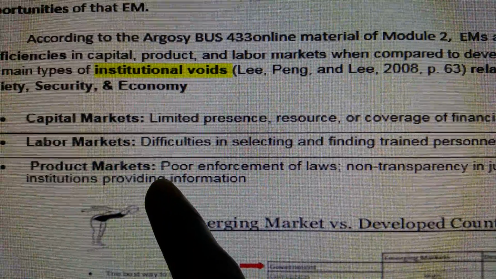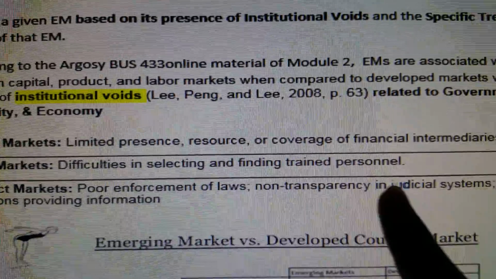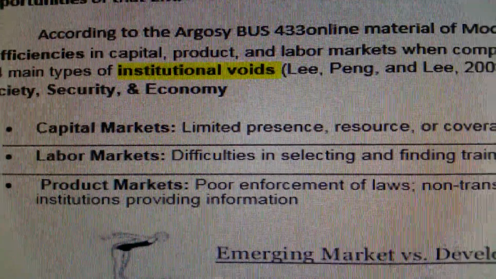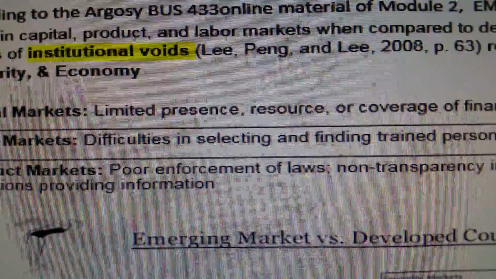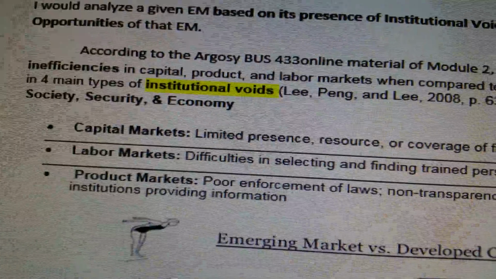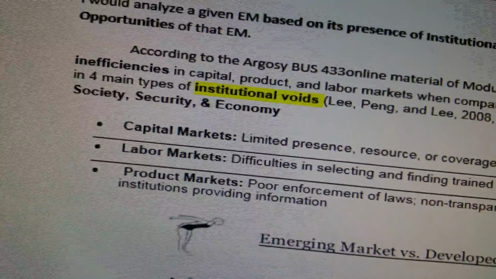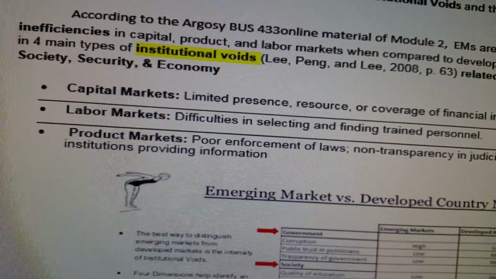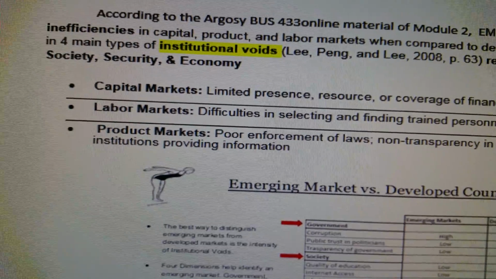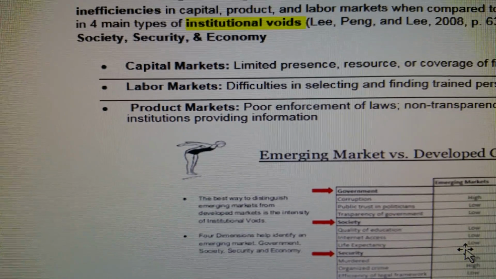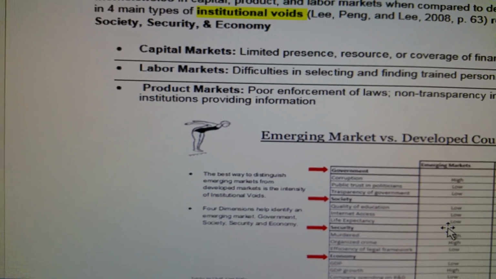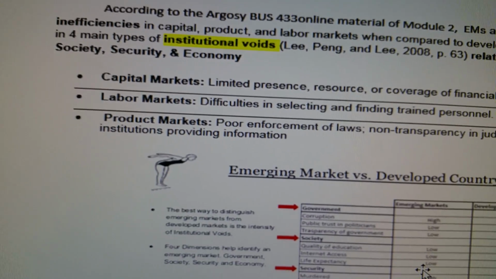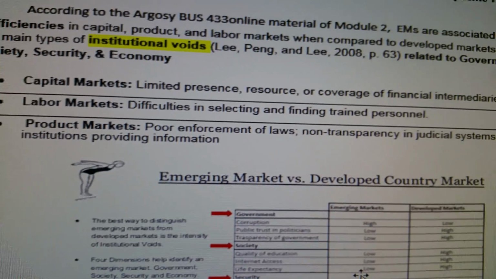Number 3. Product markets. Poor enforcement of laws, non-transparency, and judicial systems, and lack of institutions providing information. Related to the lack of accuracy on information, okay, they don't have the type of companies that do marketing analysis in those countries, so it is pretty hard, and information is limited. So if you're an outsider, that can be difficult. And this is totally related to the report that we're watching, like Module 1 and Module 2.